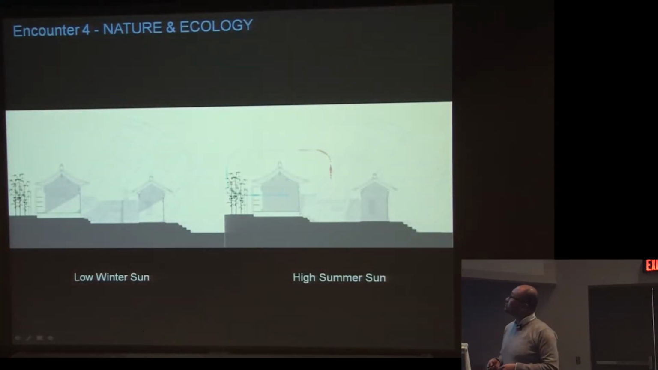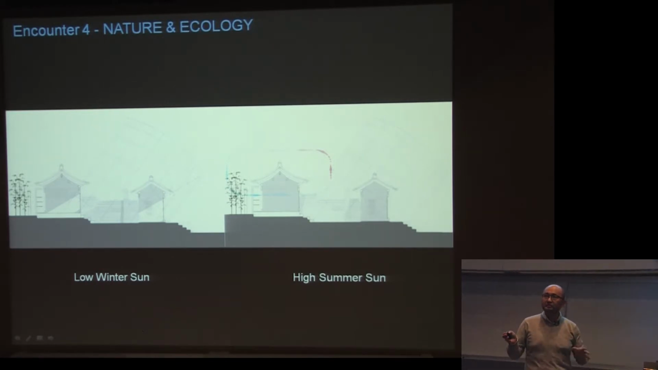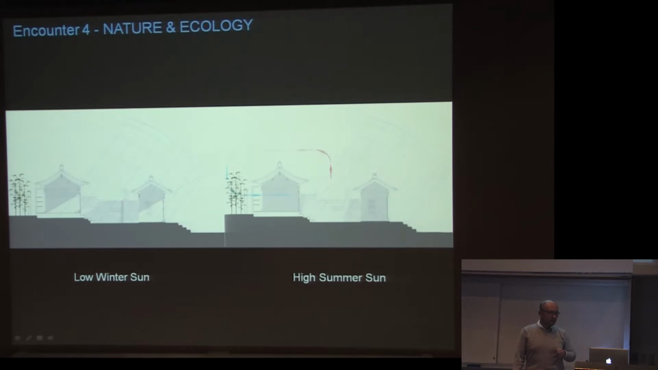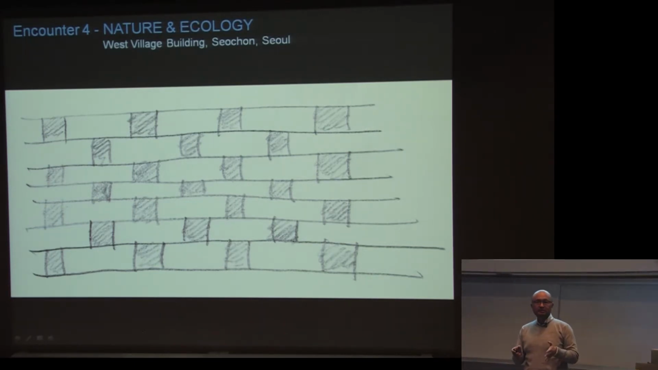Next encounter was with the nature and ecology of Korea. Korea is in a temperate zone. That means we have very distinctive 4 seasons. The sun's very high during the summer and it's very low during the winter. And most of our traditional buildings have very long, deep roof overhang to control the sunlight according to different seasons. But since we are living in a very dense urban situation, the luxury of having very deep roof overhang is very hard to come by.